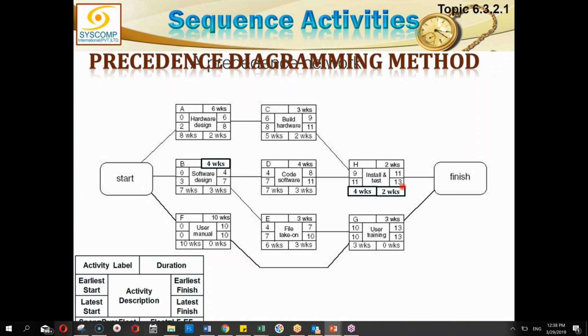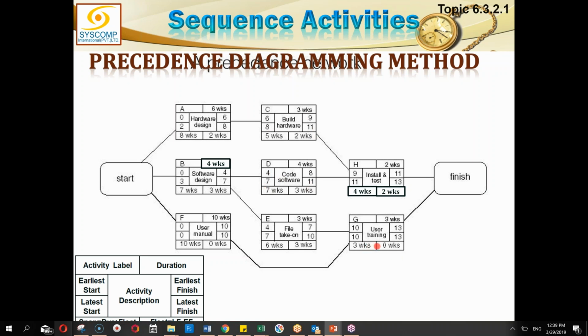So for the case of H, 13 minus 2 is 11. The latest start date is 11. For G, because the latest finish was already 13, it will remain, and 10 is the latest start. From H, I am going back to C and D. So whatever was the latest start becomes the latest finish of C and D. So 11 will be written as the latest finish of C as well as of D. In C, we will subtract 3, it will become 8. In D, we will subtract 4 and it will become 7.